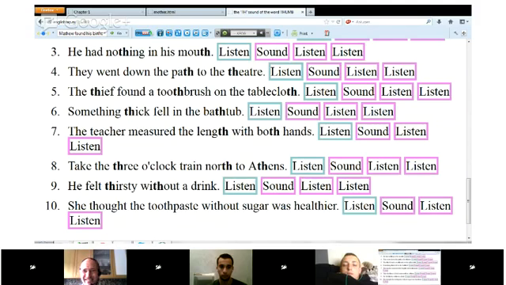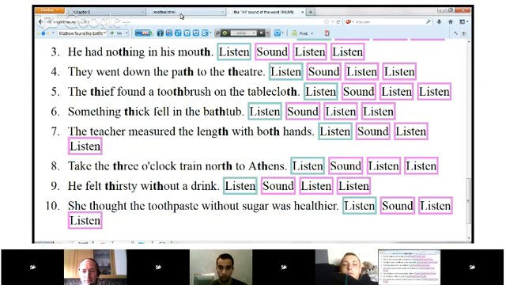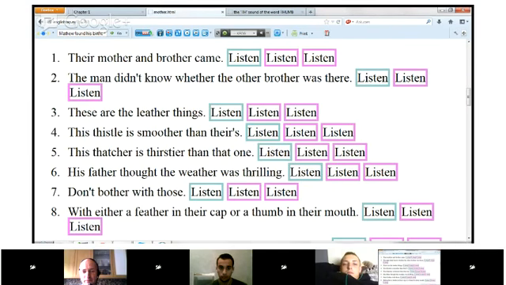That's good. So number 10, Anna. She thought the toothpaste without sugar was healthier. Yeah, the word thought needs a horse in it. So go again. She thought the toothpaste without sugar was healthier. That's perfect. That was very, very good now. And Atai, I'm going to go to the other sound now. We've been doing thumb. So I'm going to go to my screen share browser, which is here. Go to mother. Number 1, mother, please.